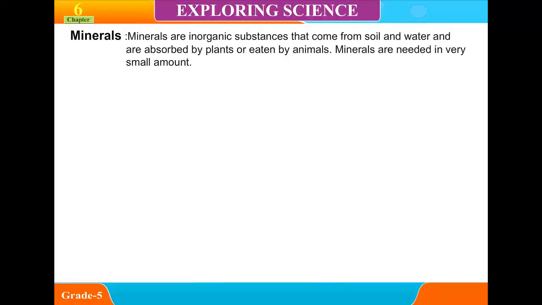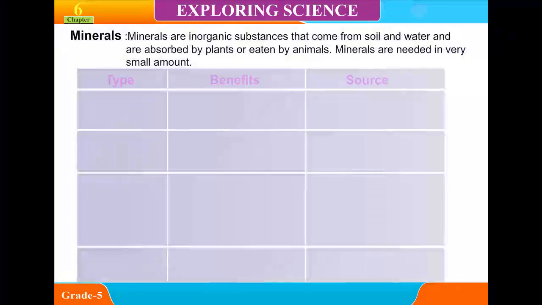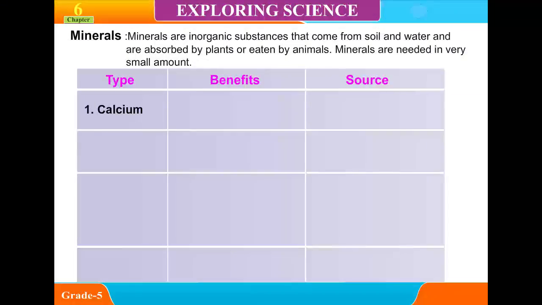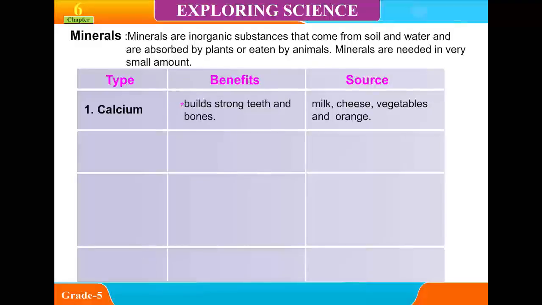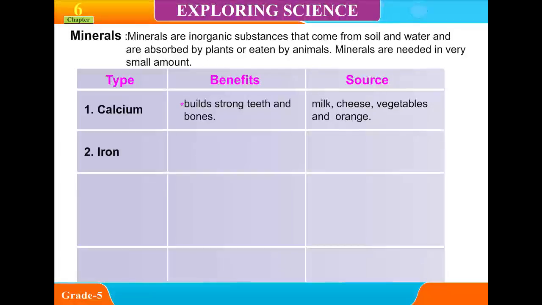Minerals. Minerals are inorganic substances that come from soil and water and are absorbed by plants or eaten by animals. Minerals are needed in very small amount. Type: 1. Calcium. Benefit: builds strong teeth and bones. Source: milk, cheese, vegetables and orange.